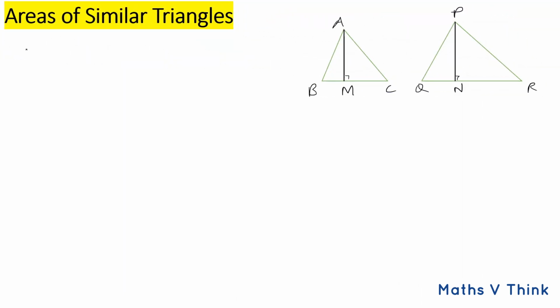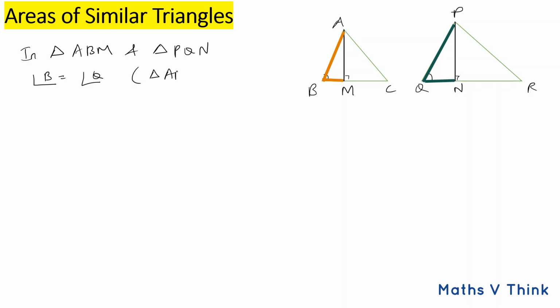Now in triangle ABM and triangle PQN, I can see angle B will be equal to angle Q. Why? Because in the given, triangle ABC is similar to triangle PQR, so their corresponding angles will be equal. So angle B is equal to angle Q. Same way, we have constructed, so angle M is equal to angle N is equal to 90 degrees, that is by construction.